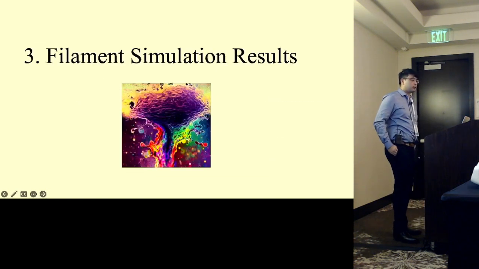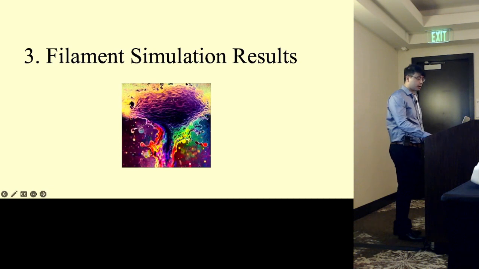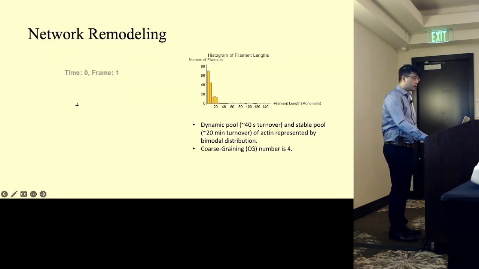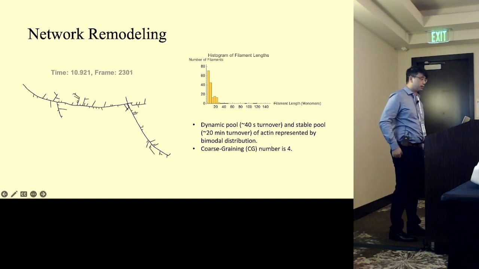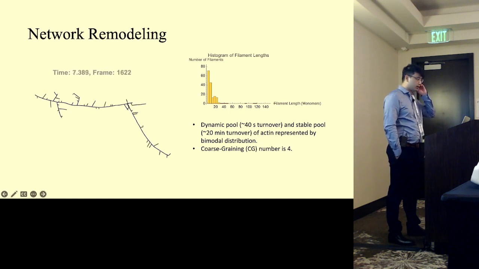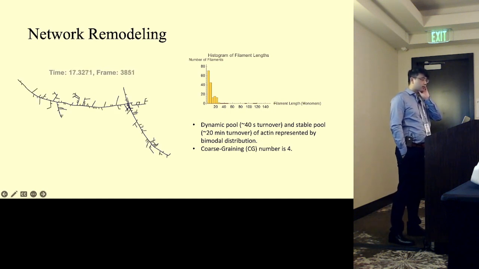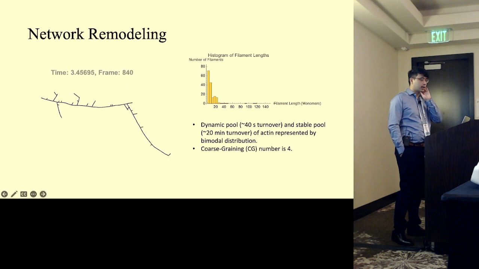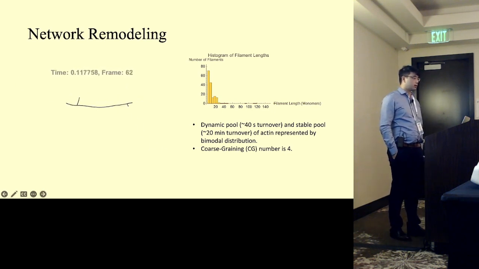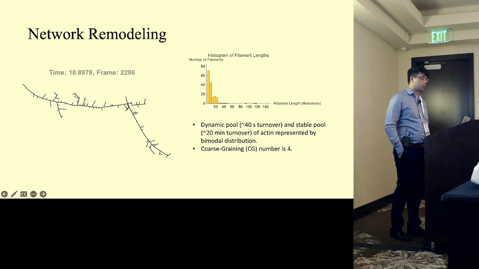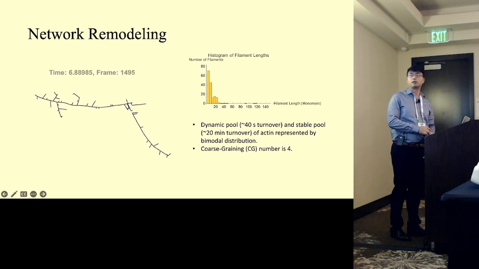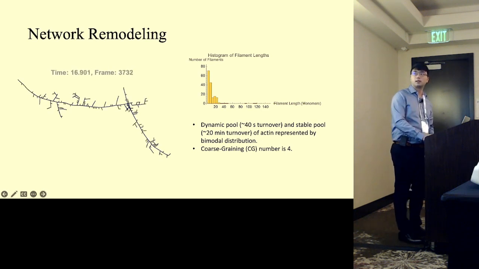So here are the results of some of the simulations. This is without the membrane enclosed compartment, and what we get here is a bimodal distribution of the filament lengths. This is consistent with biological theory that there's a dynamic pool and a stable pool, and this simulation is coarse-grained with a number of 4 actin monomers per circle, or per actin object.